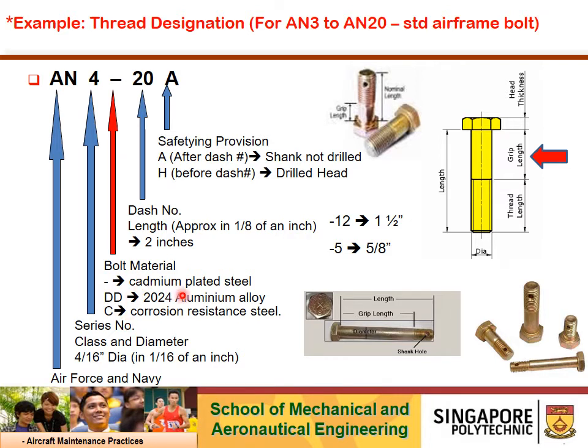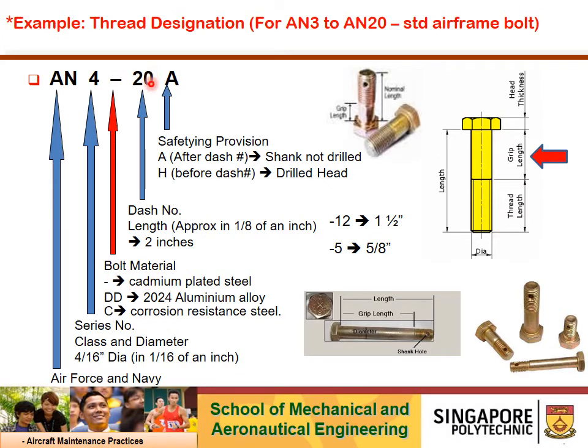What is cadmium plated? Cadmium plating is a process where, through a chemical process, a cadmium film is added onto the steel part of the bolt. So it's a sacrificial surface that prevents corrosion. That means you will corrode the cadmium plate film instead of the steel part. So the dash itself represents the bolt material in this case.